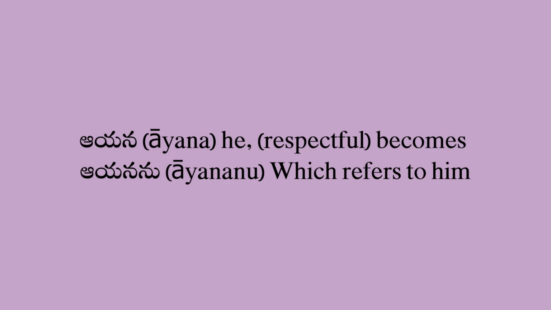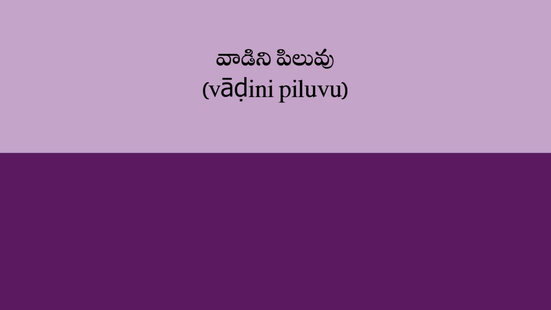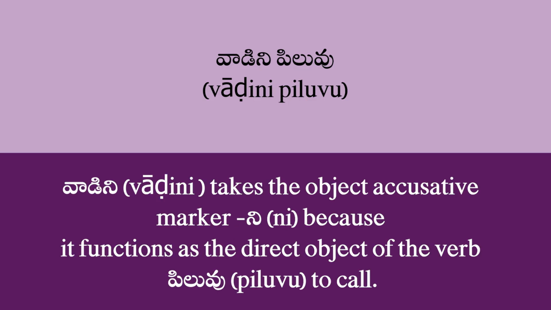Similarly, ayana, he, respectful, becomes ayananu, which refers to him, and iyana, it means this gentleman or he, respectful, becomes iyananu, which denotes him. Consider the sentence Vadini piluvu, call him. Here, Vadini takes the object accusative marker ni because it functions as the direct object of the verb piluvu, to call.